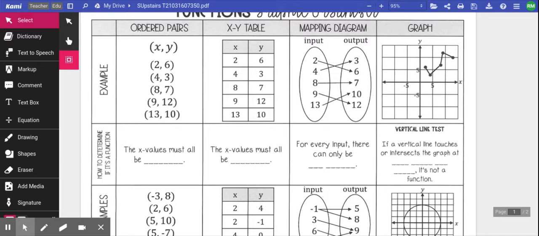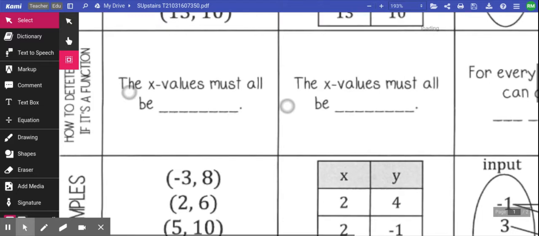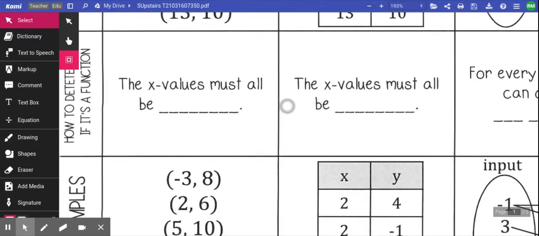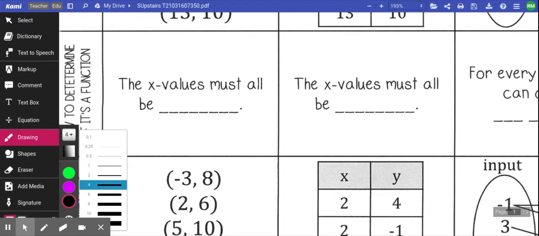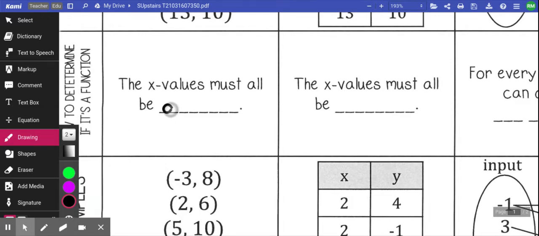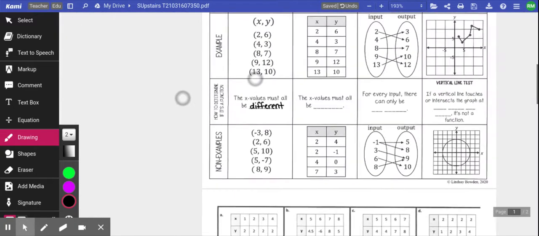So in the middle, it says the x values must all be different. That's the word that's going to go in the middle there. So go ahead. You're going to write different in that space. So the x values must all be different. Let's take a look at these examples.